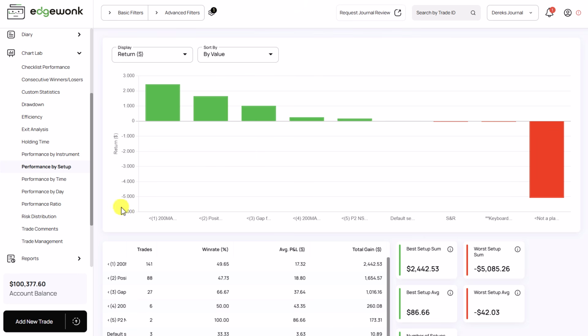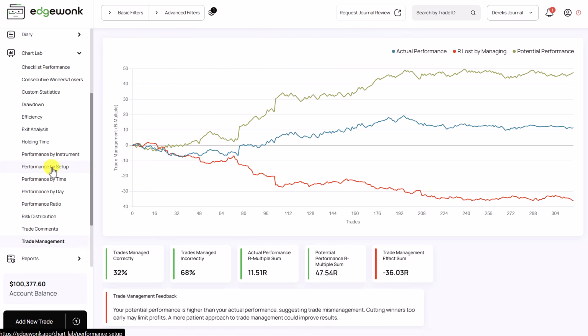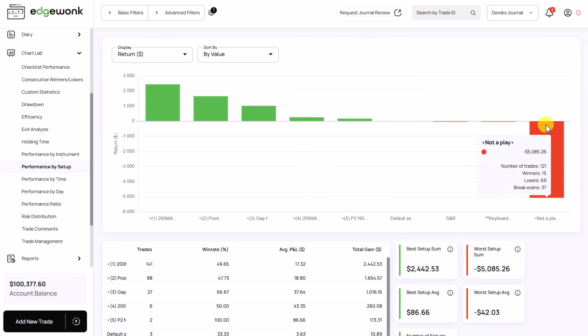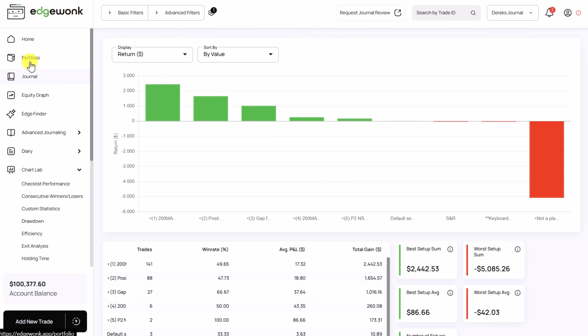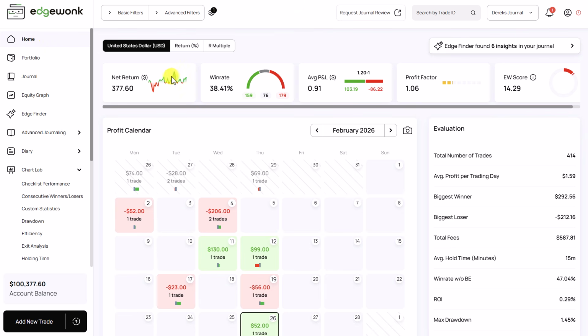Once he has done that, trade management could be fixed, but the main priority for this trader is clearly this issue here. He's losing $5,000 by those trades, and that would make the difference between a currently slightly profitable, more or less break-even trader and a potentially very profitable trader.